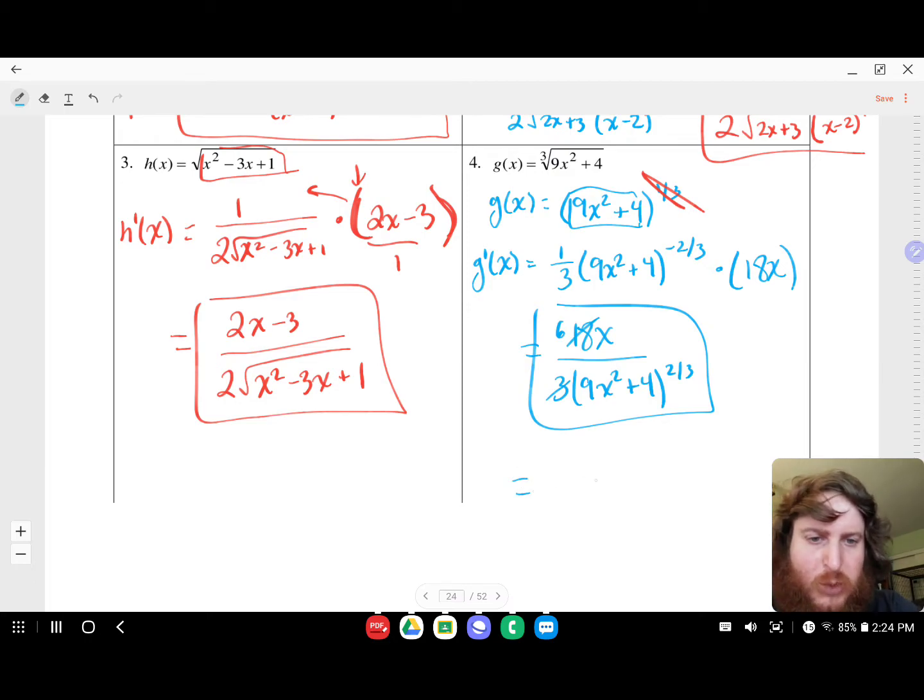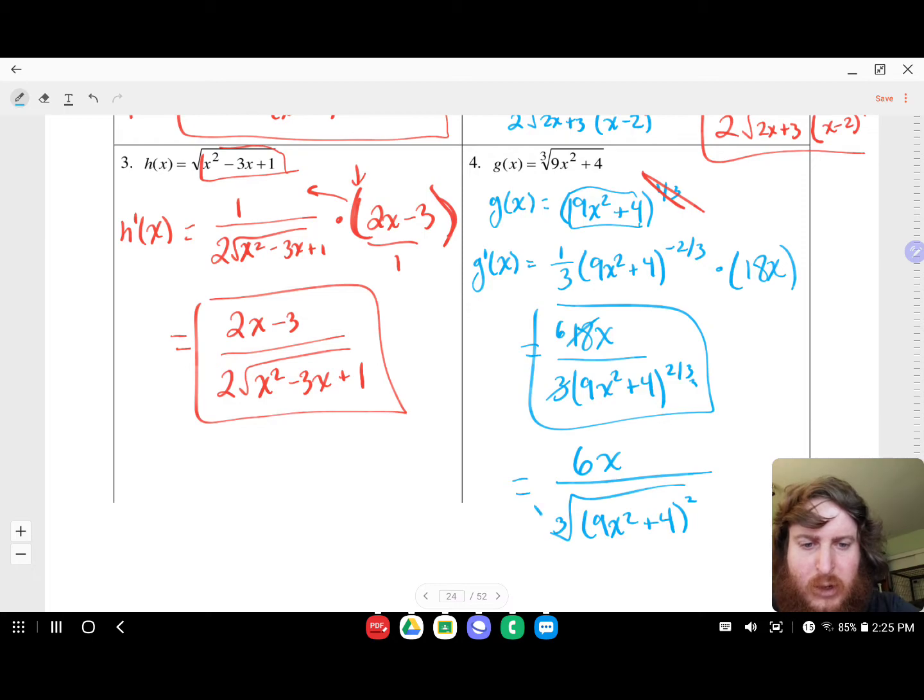And then if you wanted to put it back into radical form, we also could write as 6x times the cube root of, in parentheses, 9x squared plus 4 squared. Right? The 3, the denominator, goes here into the radical, and the squared stays with it, kind of hugging it. So either one of those two answers, full credit.